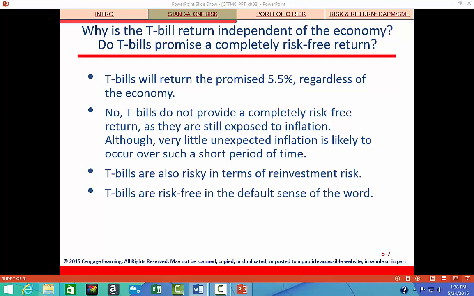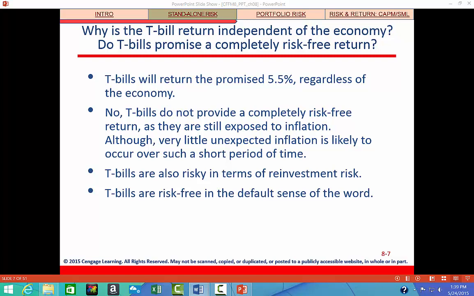Since there is uncertainty about inflation, it is unlikely that the realized real rate of return would equal the expected 3%. For example, if inflation averaged 3.5% over the year, then the realized real return that you get would only be 5.5% minus 3.5%, which equals 2%, and not your expected 3%. Thus, in terms of purchasing power, Treasury bills are not riskless.